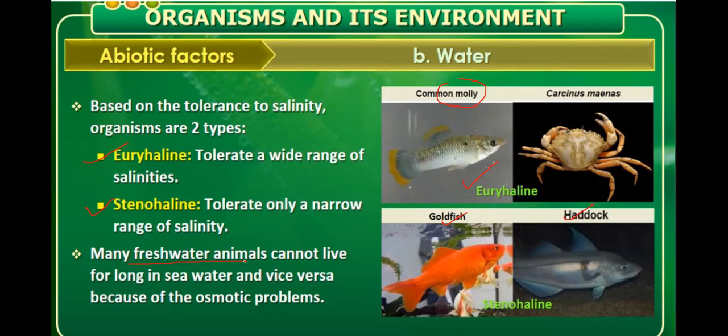Many freshwater animals cannot live for long in seawater and vice versa because of osmotic problems. So if an animal is present in freshwater and is transferred from freshwater to seawater, it cannot survive for a long period. It will create which problem? Osmotic problem will be created.